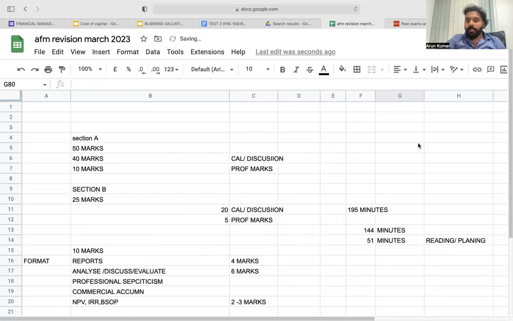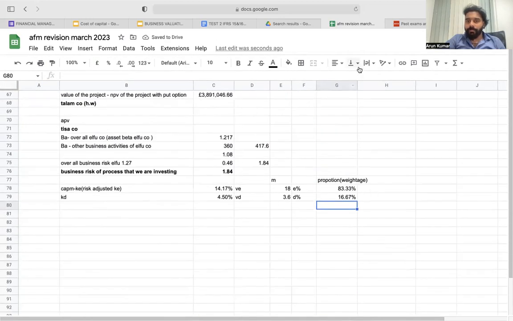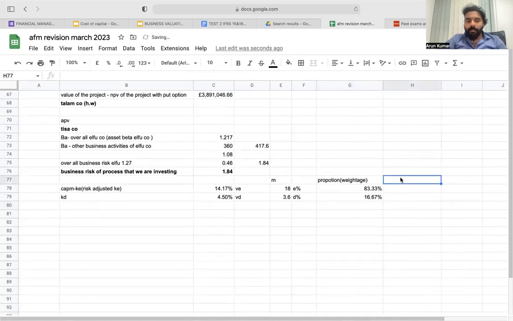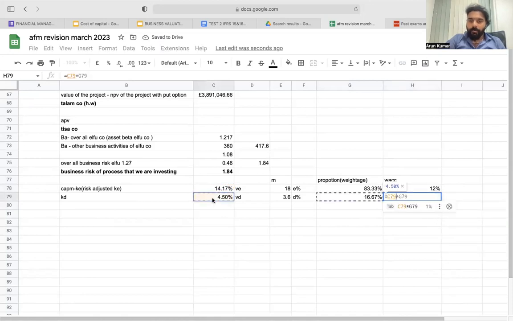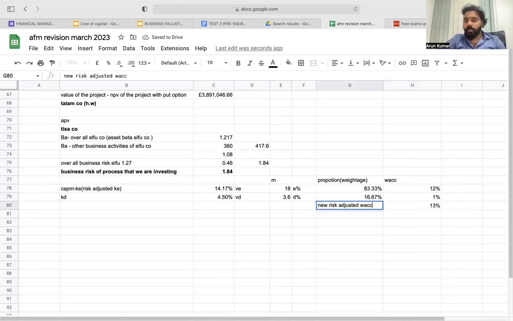So we know the weightage. If you know the weightage, how are you going to calculate the WACC? The WACC will be the cost into weightage, right? It is 14.7 into 83.3. The same way for debt, it is 4.5 multiplied by 16.7. So what will be the overall WACC? The new risk-adjusted WACC will be 13%. Is it clear, everyone? So we have to use this risk-adjusted WACC to find the NPV of our project. Perfect.